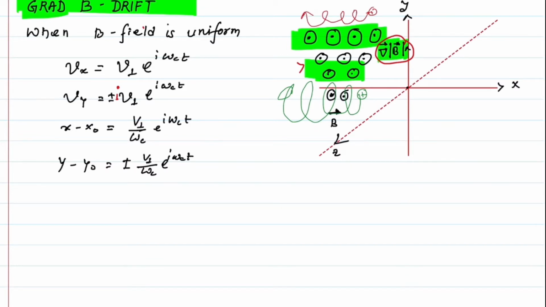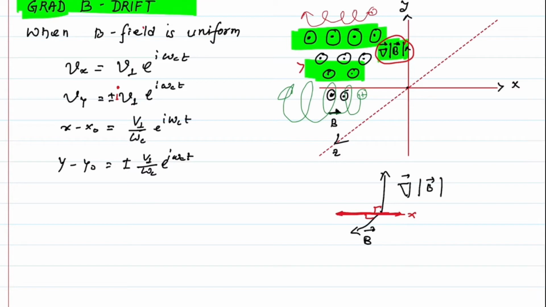This drift of the guiding center will occur in the direction perpendicular to, now you see, this is the direction of grad B, and the direction of the magnetic field is in this direction. In the x direction, which is perpendicular to both the magnetic field and the variation of the magnetic field, in that direction the drifting takes place.